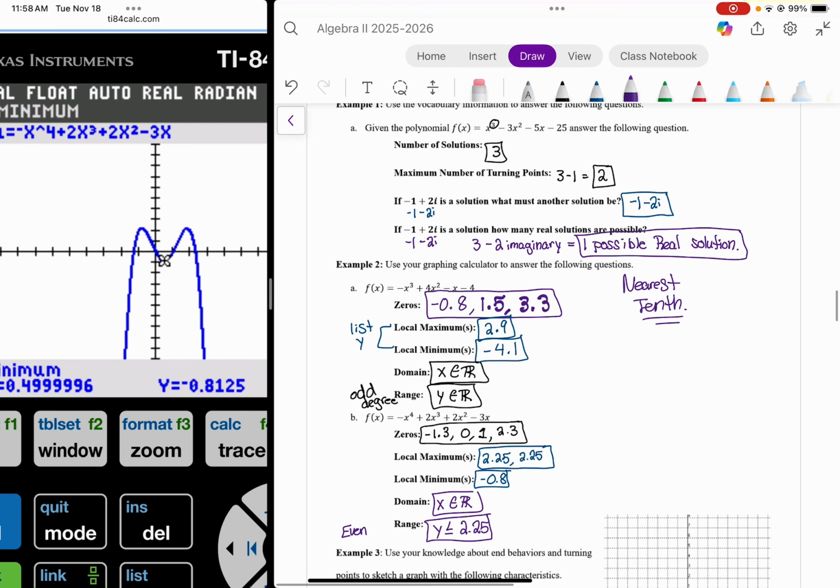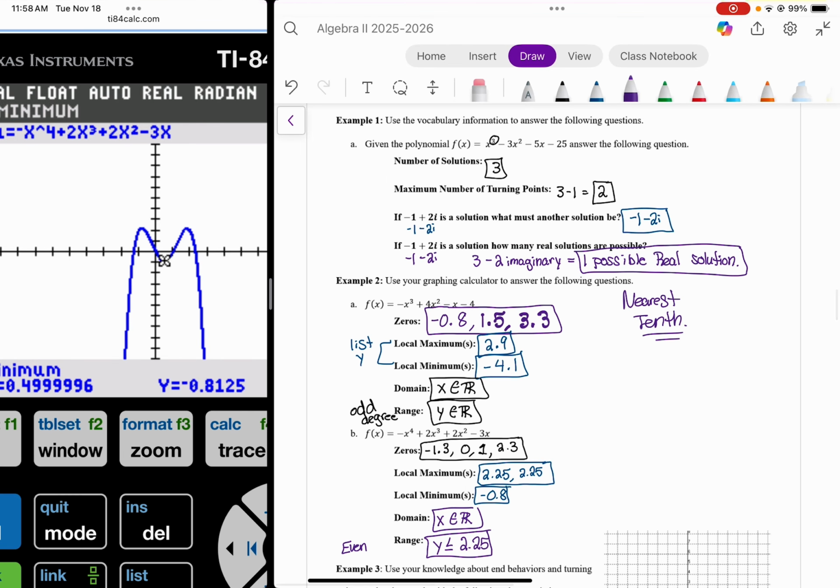All right, and that's how you use the calculator to help you find these values on the graph. The next one is going to go over how to sketch some graphs.